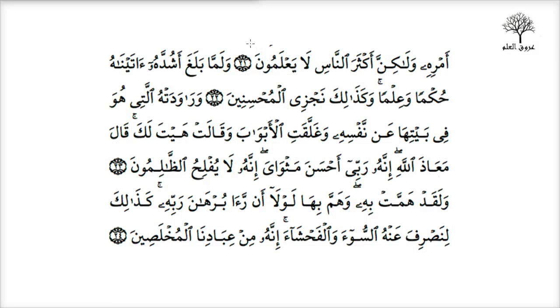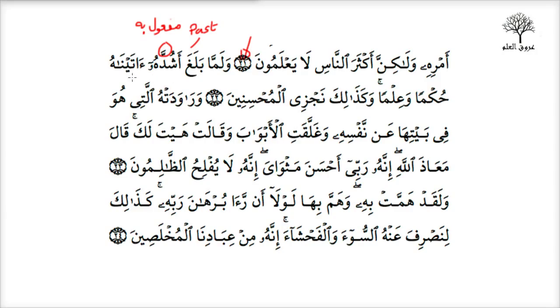Okay, so we stopped over here. So let's start again then. وَلَمَّا: lamma is shartiya. Balagha is a past verb, he reached, and the fa'il is there as well. Okay, ashuddahu, so this is the maf'ul bihi. مفعول به أشده.